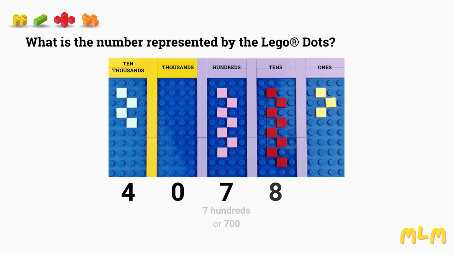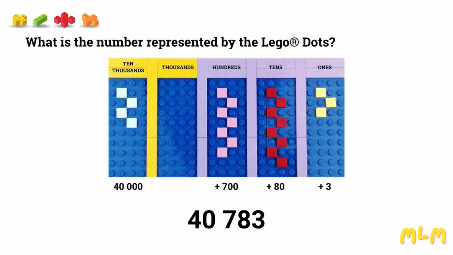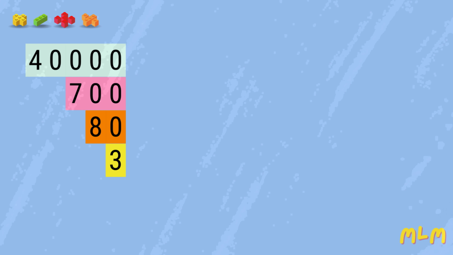There are 8 dots in the tens place. 8 stands for 8 tens or 80. There are 3 dots in the ones place. 3 stands for 3 ones or 3. Now let's add the value of each place. 40,000 plus 700 plus 80 plus 3 is equal to 40,783. Let's discuss this further.